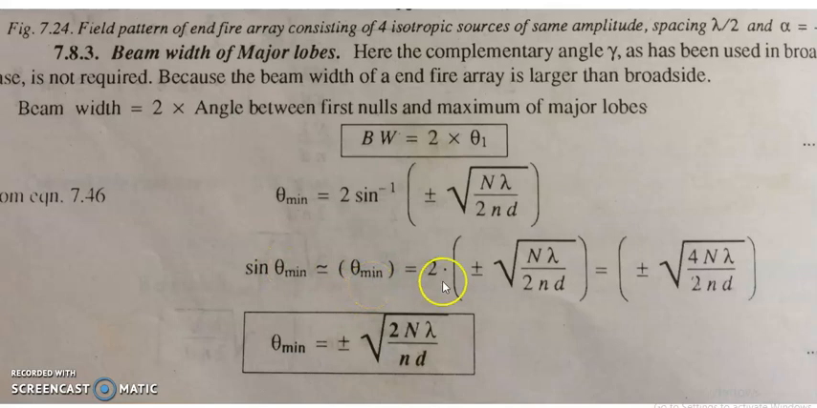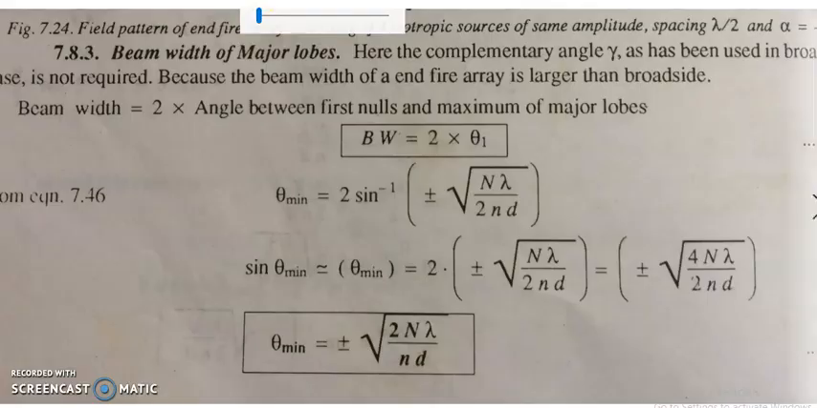All these things we have said last day. Now we have theta minimum is equal to 2 into plus or minus root of n lambda divided by 2 nd. That is, we are taking this 2 inside, that is root of 4 n lambda divided by 2 nd. Theta minimum is equal to plus or minus root of 2 n lambda by nd. Fine.